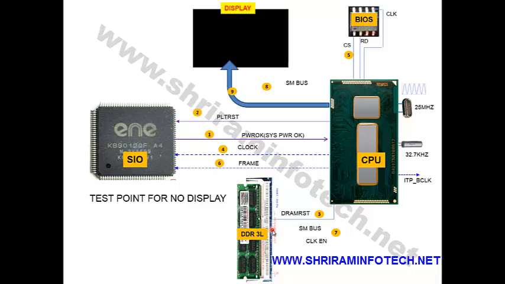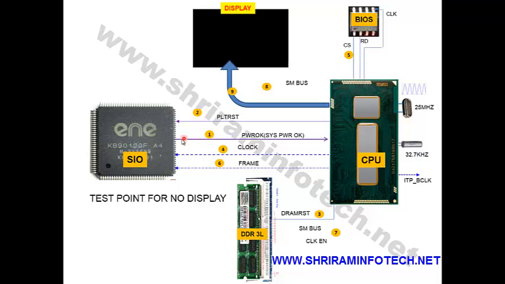So first all the voltages will be generated, like 3 volt, then 5 volt, then 1.05, then 1.35 and the last, CPU core and graphics core. After the CPU core and graphics core voltage is generated, then the SIO generates one signal, and that signal is called the power OK signal or the system power OK signal.